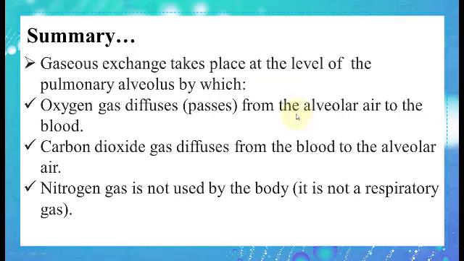As a summary, gaseous exchange takes place at the level of the pulmonary alveolus, by which the oxygen gas diffuses from the alveolar air to the blood, while the carbon dioxide gas diffuses from the blood to the alveolar air. Nitrogen gas is not used by the body. It is not a respiratory gas.